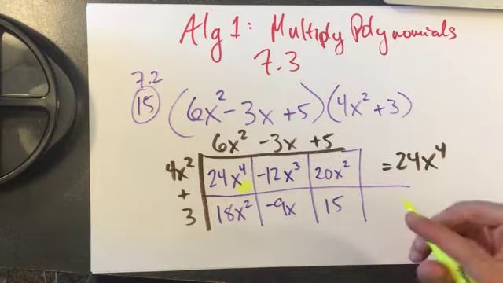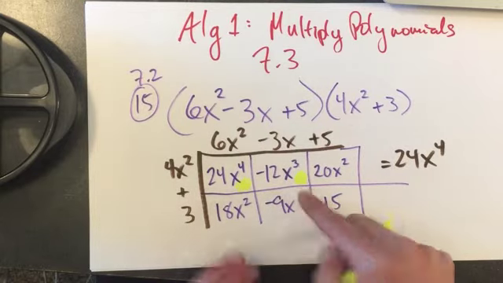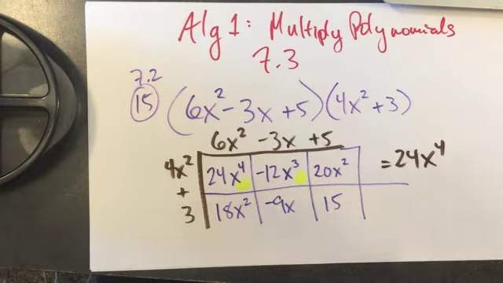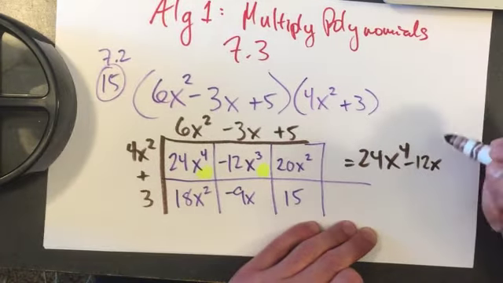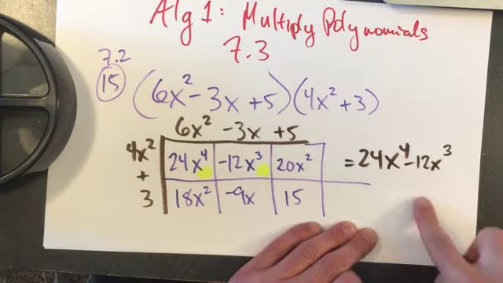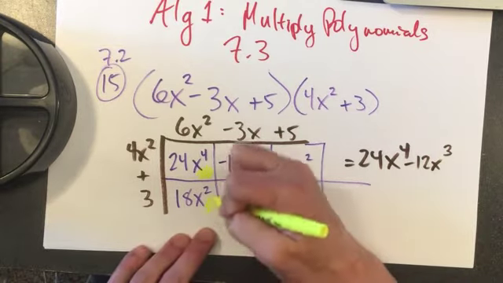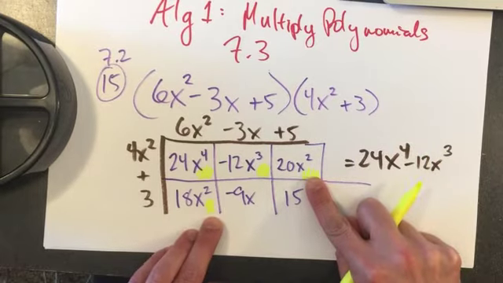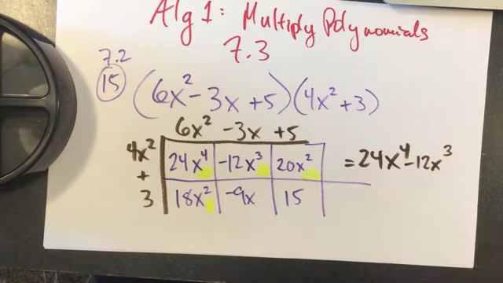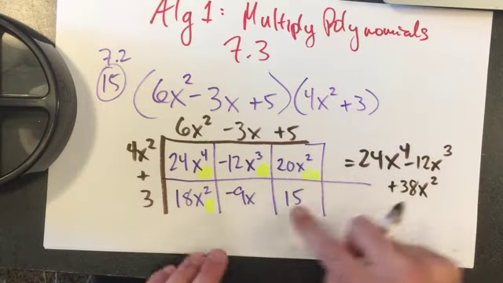Good. Let's do the thirds next. Are there any other x to the thirds? Nope. That's it. So we can write this out. It's negative 12x to the 3rd. Let's take the x squareds now. Now the x squareds, we do have interaction. It's 18x squared plus 20x squared. That gives me positive 38x squared.